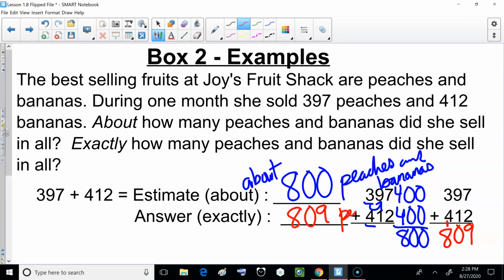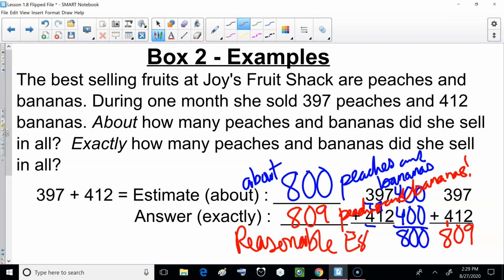809 peaches and bananas. So you can pause it right now and write down our examples of the estimate and the answer and see how they're close. And if you want to add the word reasonable estimate. So by pausing the video and writing this down, we get a good idea of how a word problem would work using estimation and answering as well.